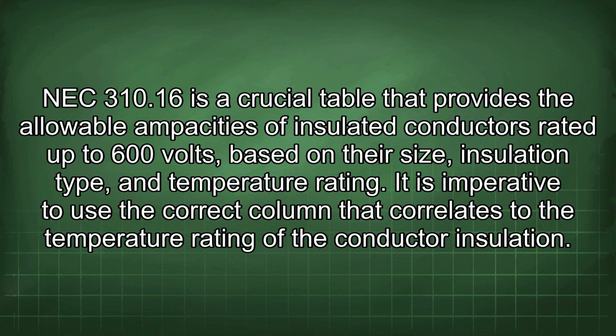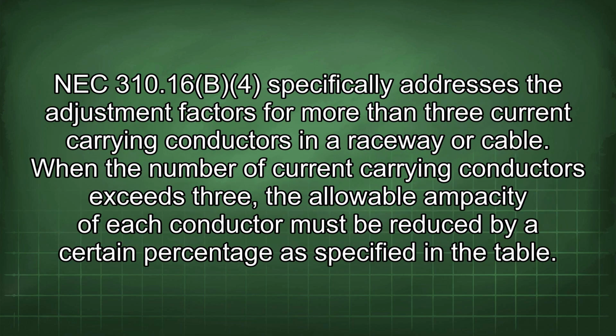NEC 310.16 is a crucial table that provides the allowable ampacities of insulated conductors rated up to 600 volts based on their size, insulation type, and temperature rating. It is imperative to use the correct column that correlates to the temperature rating of the conductor insulation. NEC 310.16(B)(4) specifically addresses the adjustment factors for more than 3 current-carrying conductors in a raceway or cable.